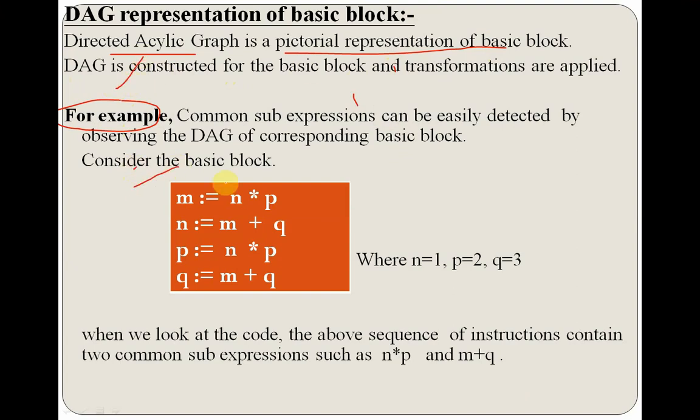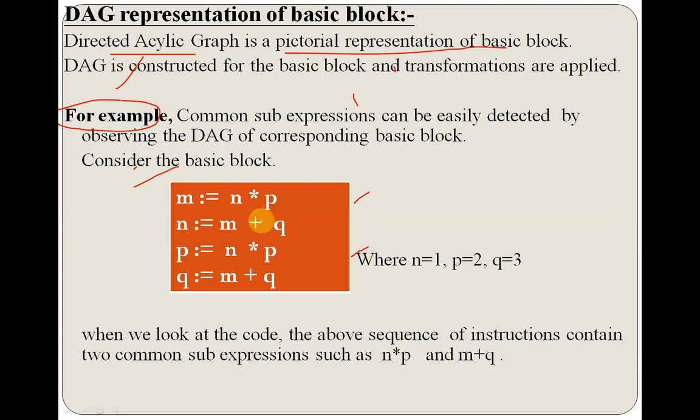In this basic block, 4 statements are here. m equal to n into p, n equal to m plus q, p equal to n into p, and q equal to m plus q. If you observe briefly, here n into p is computed twice. So it is a common subexpression.